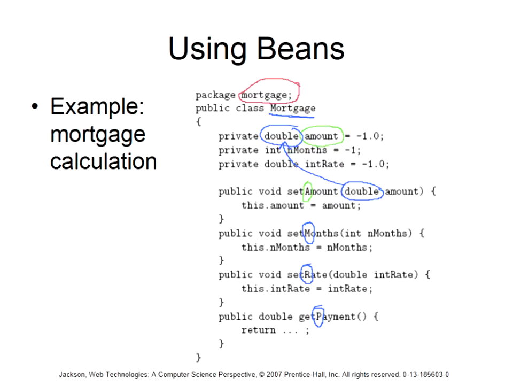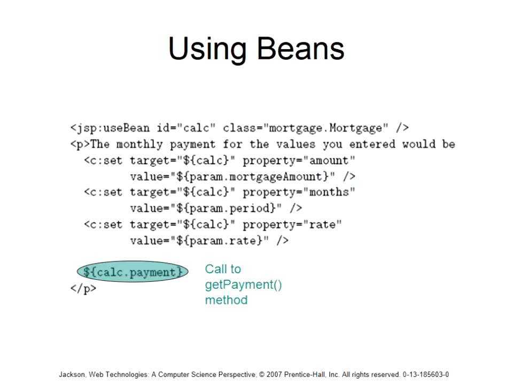This is our JavaBean. Now we will use this JavaBean in a JSP document. To use my JavaBean in a JSP document, we have to write jsp:useBean id. What is the meaning of calc here? Yes, this is the name of my instance. Very good. And this is the class: package dot the name of the JavaBean.